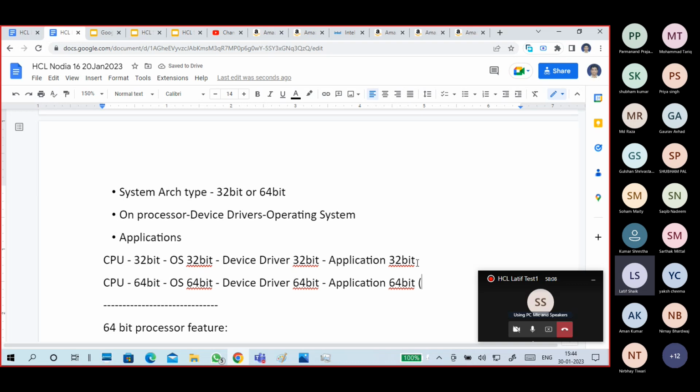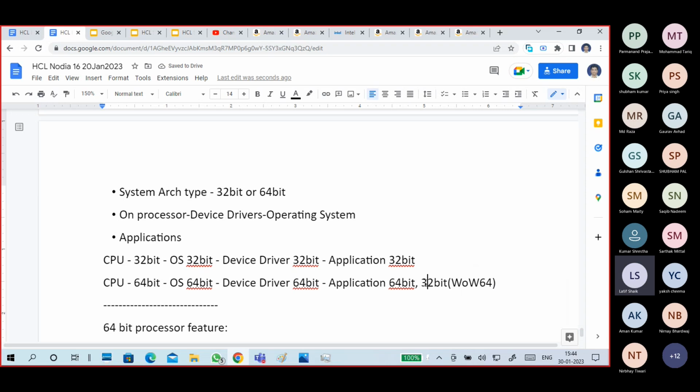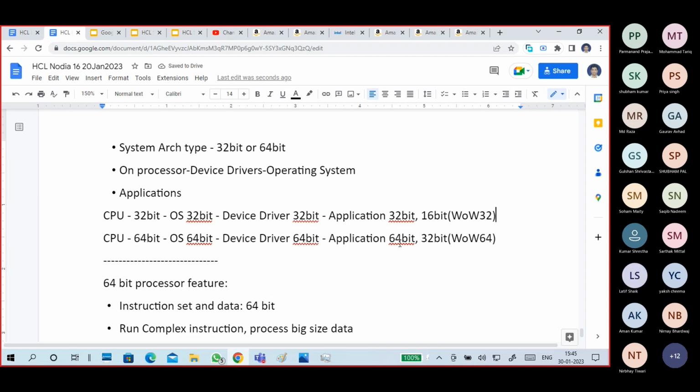If you want to run a 32 bit application, with WoW64 you can run 32 bit applications also. If you want to run a 16 bit application, you can use WoW32. Using that, you can run a 32 bit application also. This is separate. So this is compulsory, and these are separate applications.